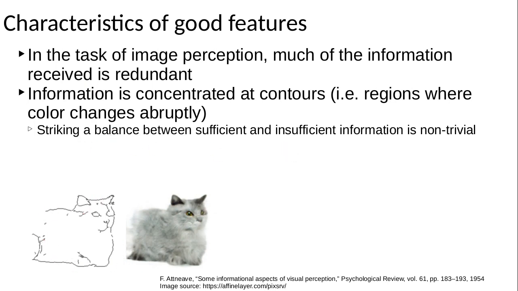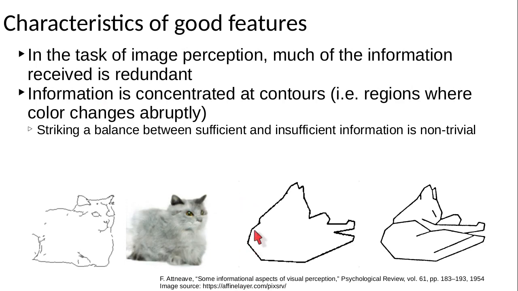However, striking a balance between what is sufficient and insufficient information is non-trivial. Let's look at an example to understand that. Let's say we were given this outline. Will we be able to guess that this is a cat? Not really so, but if we were given additional information, for instance, one of the edges is extended, and some additional lines are drawn, you would be able to infer that this image is a cat. But drawing the same inference from this image is not possible. So yes, you have to strike a balance between what is sufficient and what is insufficient.